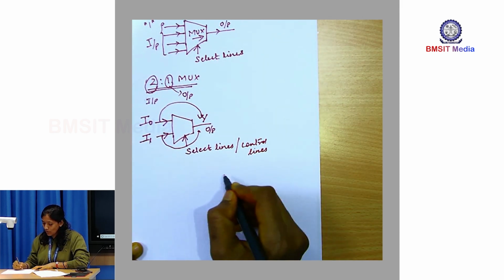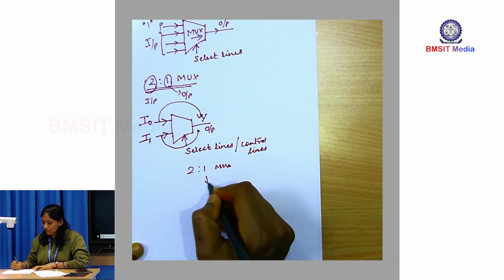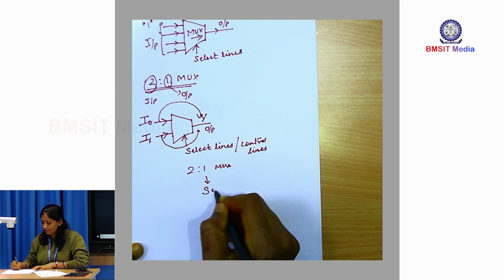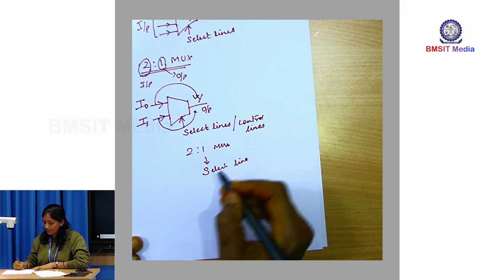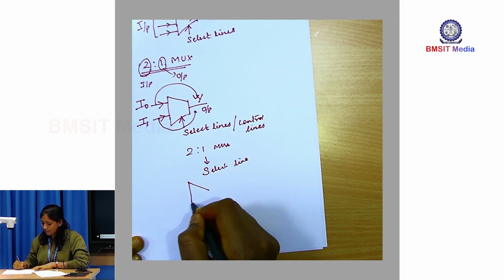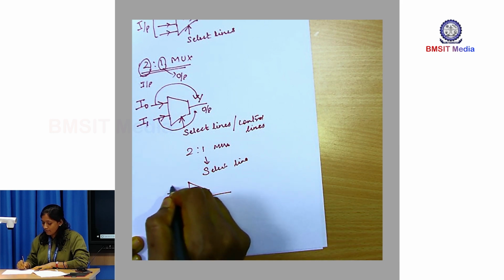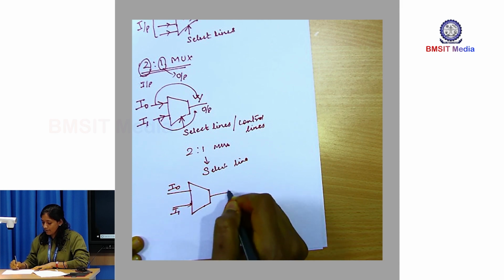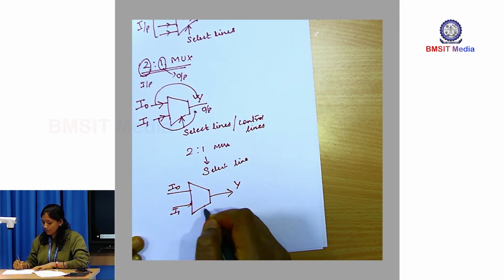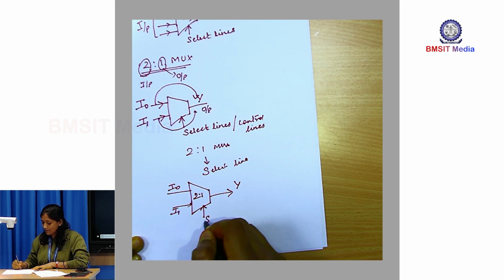So, for this 2:1 mux, how many select lines are there? For this 2:1 mux, the select lines are 1. Okay, fine. Now, let me implement the diagram with select lines. Here I have information I0 and here I have information I1. This is my data output. This is called a 2:1 mux, and for this 2:1 mux there is a select line called S0.